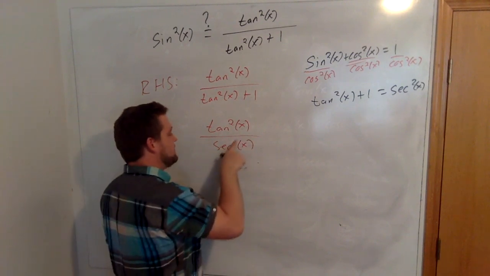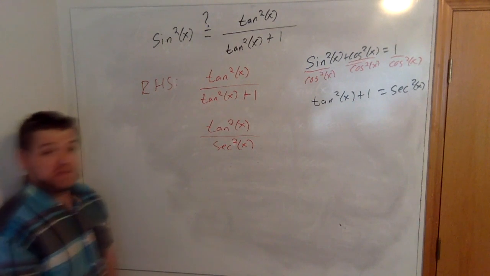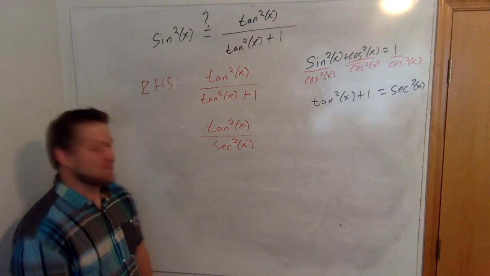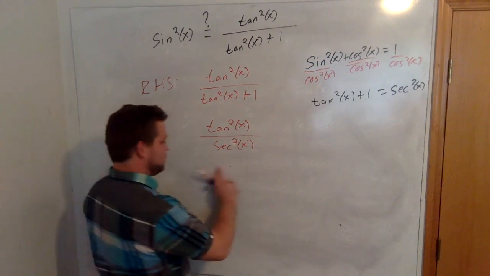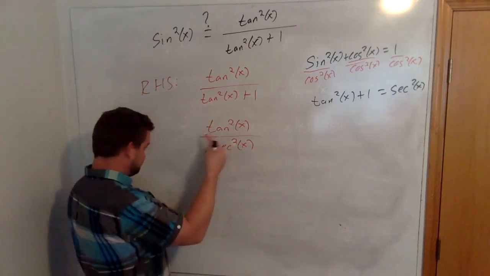Now, what route to take from here is really completely up to you. One good thing to try if you get lost or don't know what to do is write everything in terms of sines and cosines. So this is where we can really be creative. Maybe the approach you say is, sines and cosines, why not?